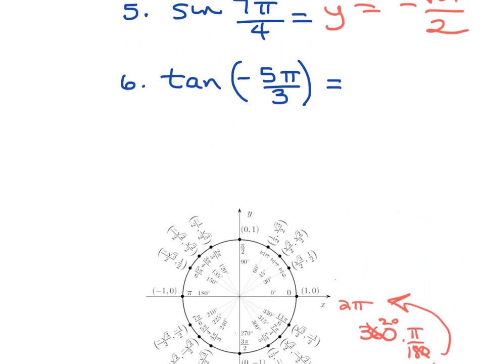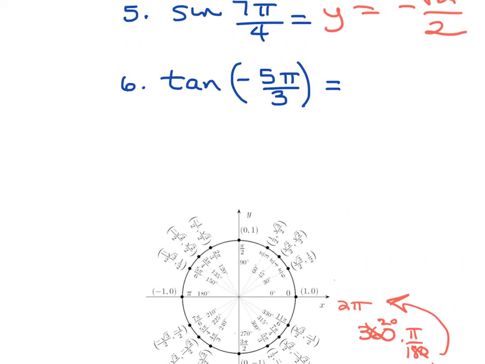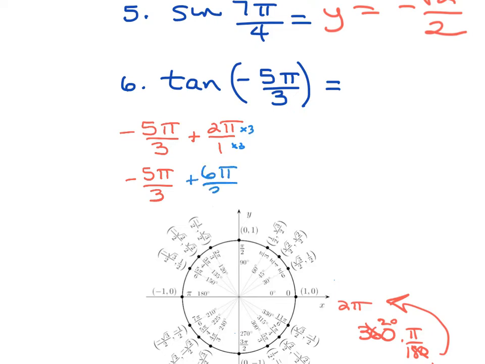So let's figure out what angle is going to show up on my unit circle. I'm going to take -5 pi over 3, and I'm going to add 360. But again, remember, 360 in radians is 2 pi. I'm going to put a 1 in the denominator. I need to find a common denominator. My common denominator here is going to be 3. So I'm going to multiply top and bottom by 3. So this becomes 6 pi over 3. When I add fractions, I keep the denominator and add the numerators. So this becomes pi over 3.